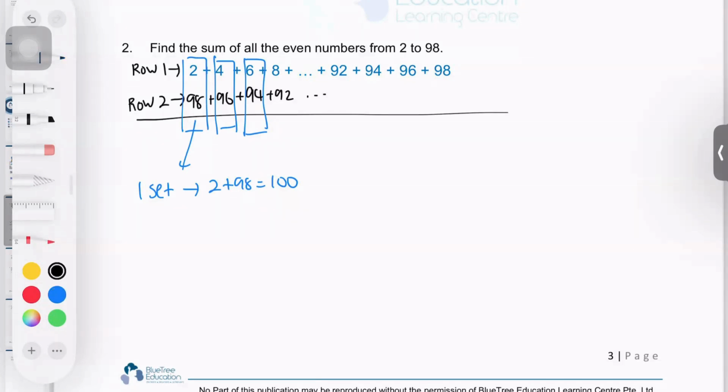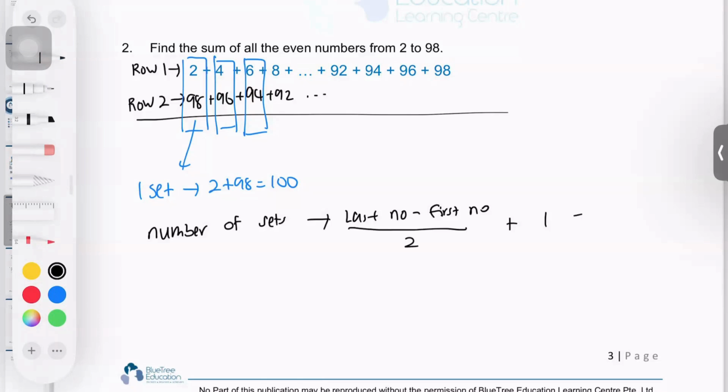To find the number of sets, you can write this. What you can do is take the last number minus the first number, then divide by 2, and plus 1. So what's the last number? The last number is 98. First number? 2. Divide by 2 plus 1. So this means that there are 49 sets of 100.